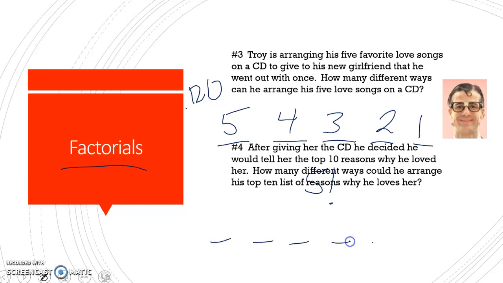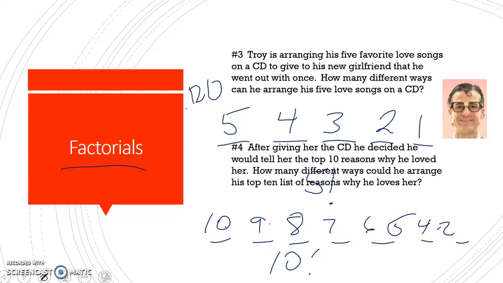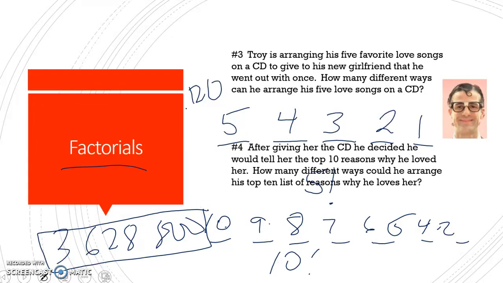Well, again, there's going to be 10 different ways. He has 10 reasons, and he wants his best to be first, so he picks his best reason first. And then he has 9 left. After he picks his first 2, he's got 8 left, and then 7 and 6 and 5 and so on. And we're going to multiply all those together. We could do it individually, or we could just say this is 10 factorial. And if you were to take 10 factorial on your calculator, that would give you a total of 3,628,800 different arrangements of his top love songs.